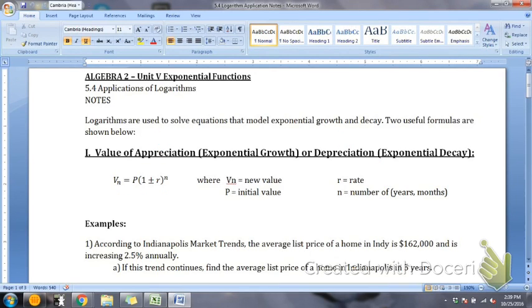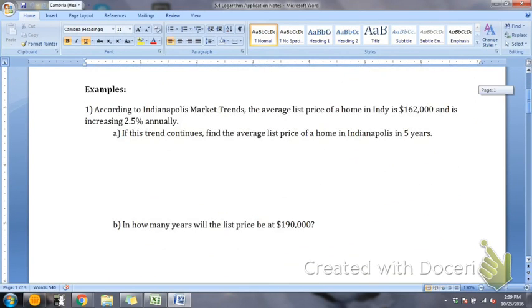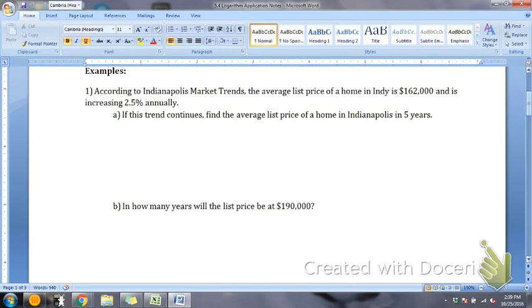All right, so example number one. According to Indianapolis Market Trends, the average list price of a home in Indianapolis is $162,000 and is increasing 2.5% annually. If this trend continues, find the average list price of a home in Indianapolis in 5 years. So the first thing that I would like us to do is to write down our equation. Yes, I know that it is right up there, but I want you to write it down.